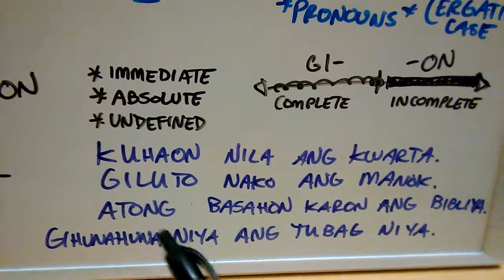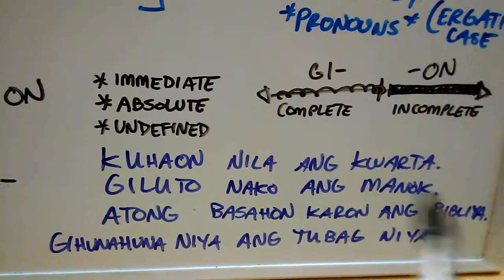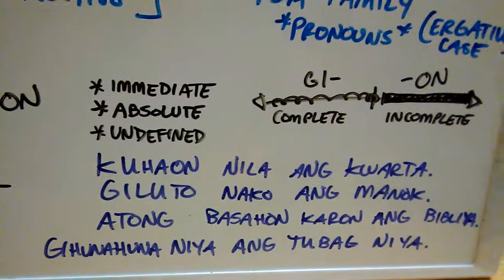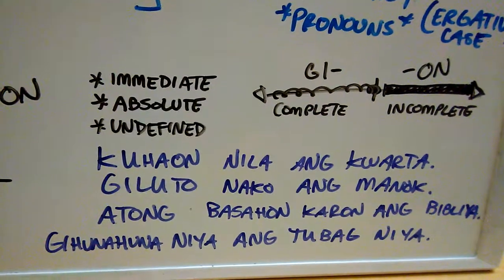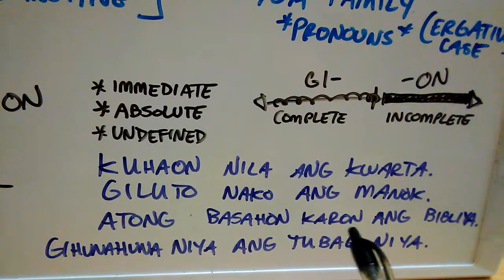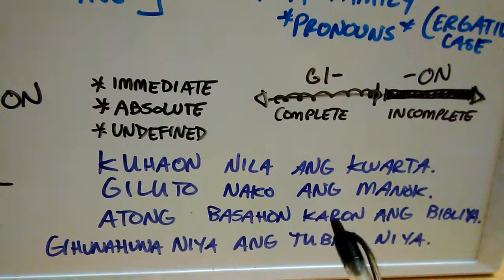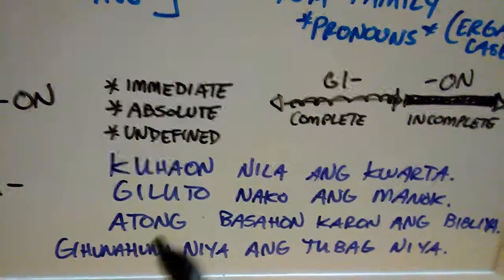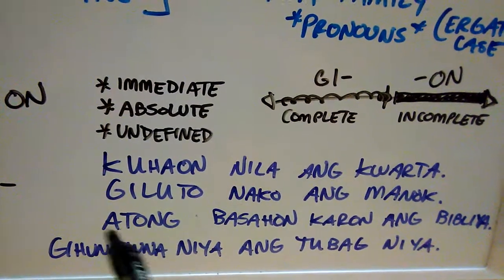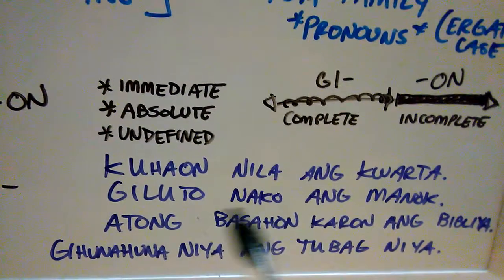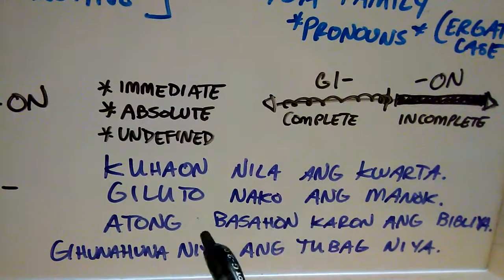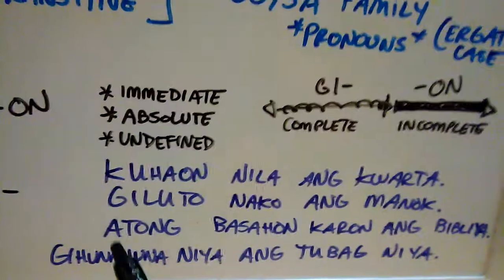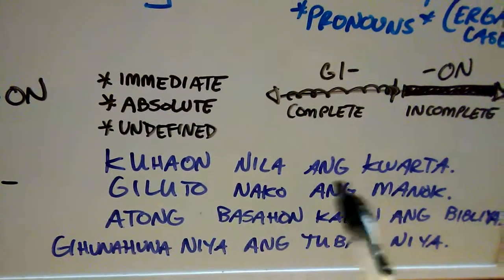Third sentence, atong basahon karon ang Biblia. Atong basahon karon ang Biblia, right? We will read the Bible today, or we will read the Bible now. Karon makes it kind of absolute. Absolute meaning karon means now or today, right? Again, you can move it around. If I didn't want to use ato, I can just use basahon nato. Basahon nato karon ang Biblia. Instead of saying ato nga basahon or atong basahon karon ang Biblia.